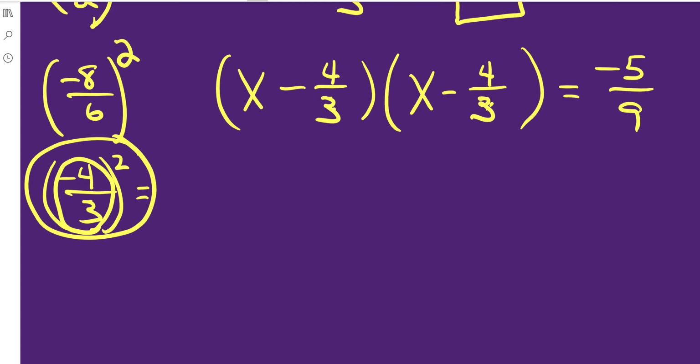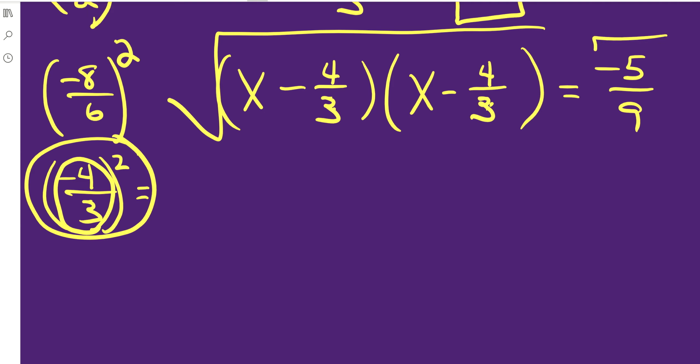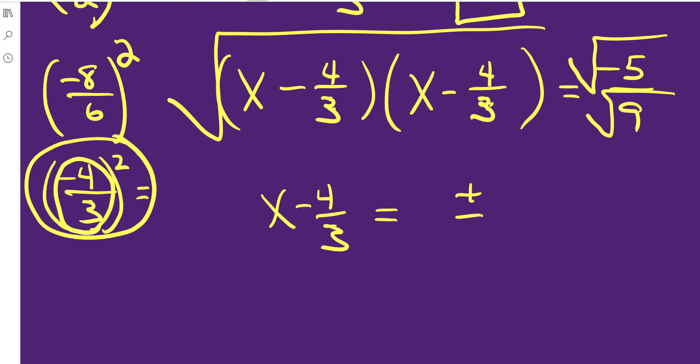All right, take the square root of both sides now. Square root of negative 5 over 9. All right, so what have I got? x minus 4 over 3, because I'm taking the square root of this, is going to equal plus or minus the square root of negative 5. Well, I get an imaginary number, i comes out, square root of 5 over the square root of 9, which is 3.